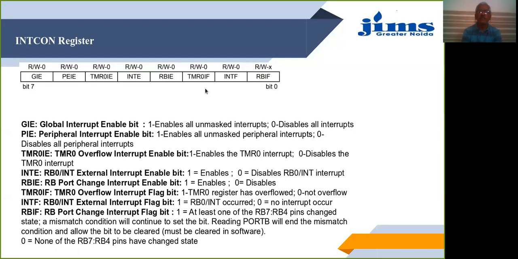So what do we have in this register? We have the 3 flag bits, and the rest are the interrupt enable bits. These 3 flags correspond to timer 0, then port B or the external interrupt, and the port B change interrupts. So the corresponding flags are available here. That means if we wish some of the peripheral interrupts to occur, then we can set bit number 6. And for the global interrupt enable, if you set it to 1, then it enables all the unmasked interrupts.